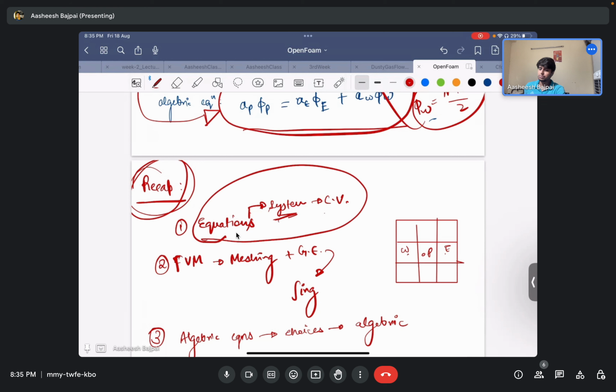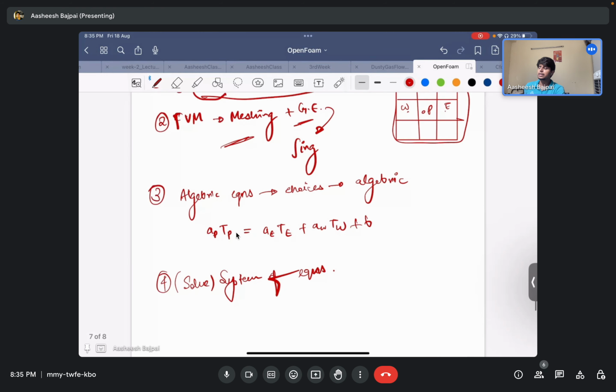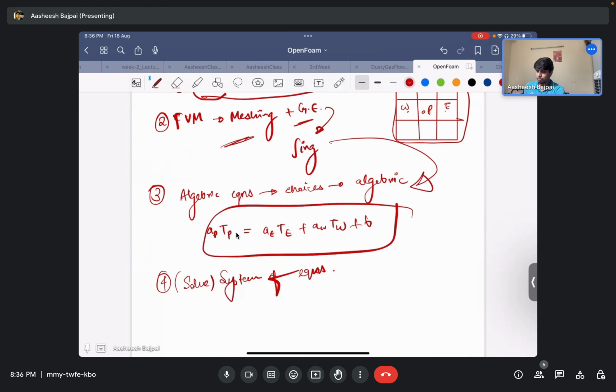So the system to control volume, we need to convert it. We need to discretize or make a grid of the domain, and for meshing, and then integrating it, then converting that into the algebraic equation in this form, and then solving the system of equations.